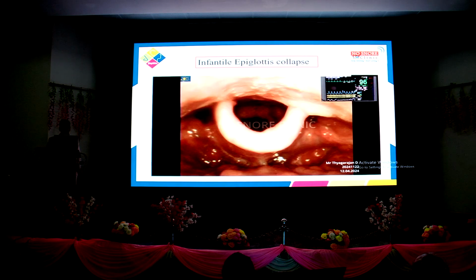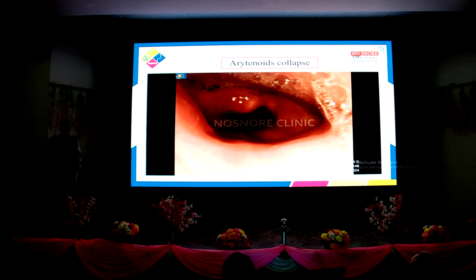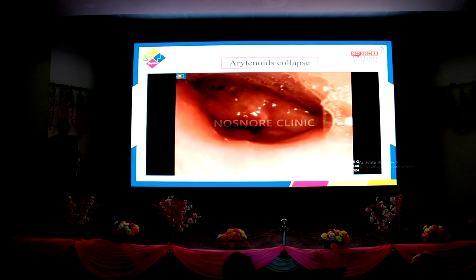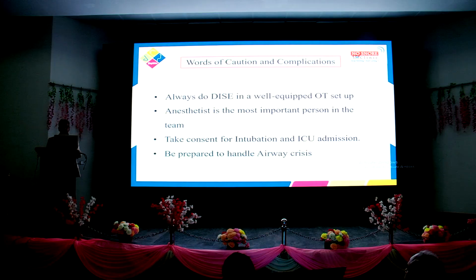Salpingopharyngeal folds collapsing, infantile epiglottis collapsing. Arytenoids can sometimes collapse. Usually this is secondary to an upstream collapse, but sometimes it could be primary as well.